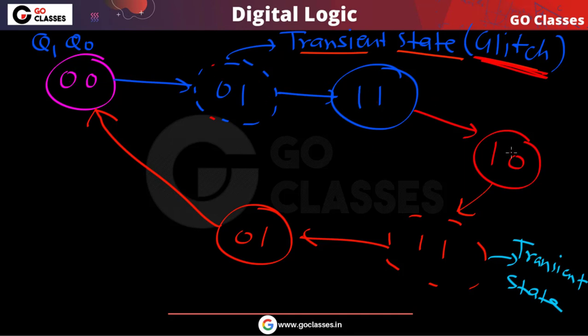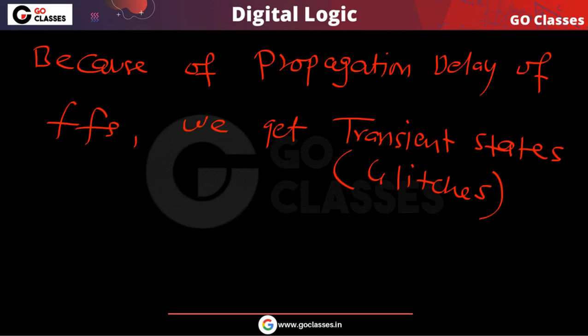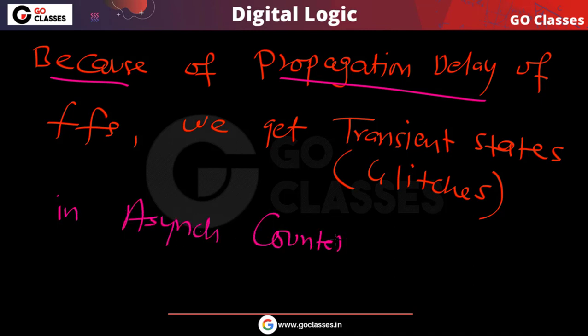Similarly, from 11 you will go to 10. From 10 you should go here, but there is a glitch 1 1. And then from 01 you will go to 00. So this is the idea. I hope this point is clear to everyone. Because of propagation delays of flip flops, we get transient states in an asynchronous counter. This is what happens.